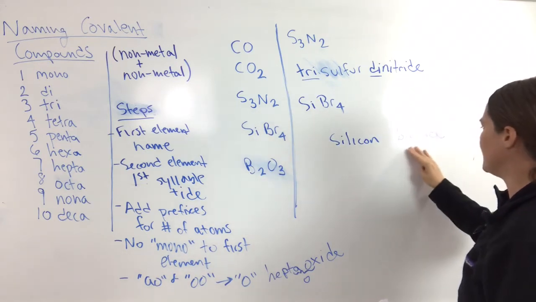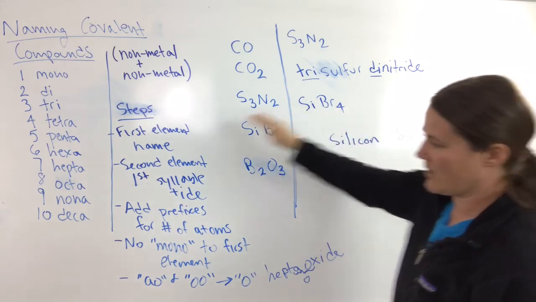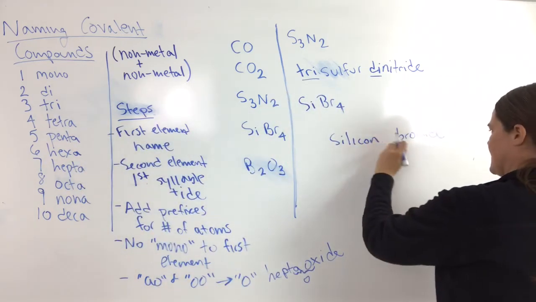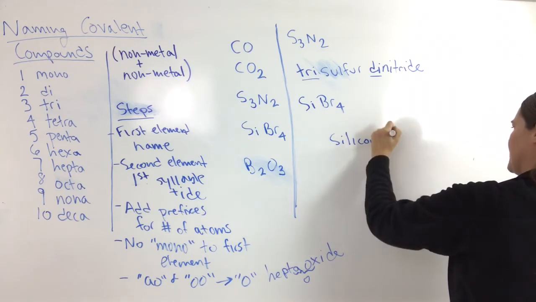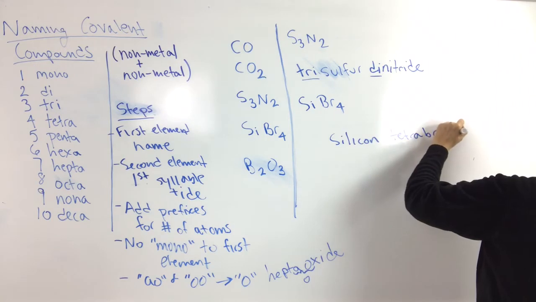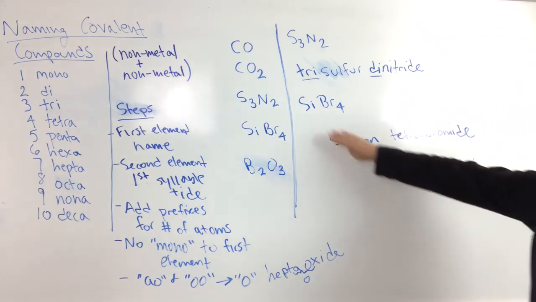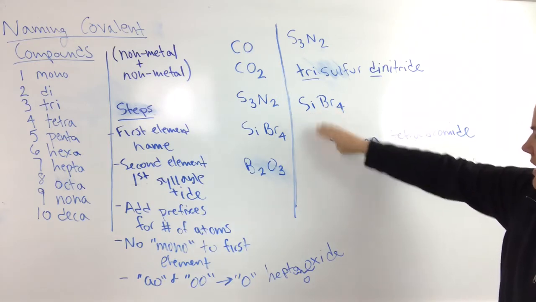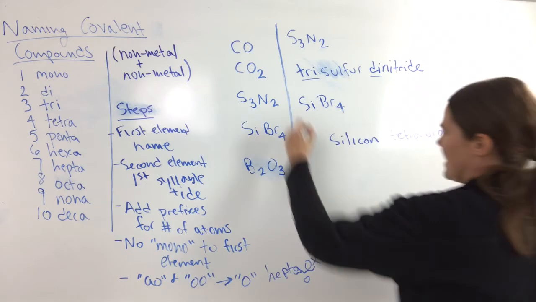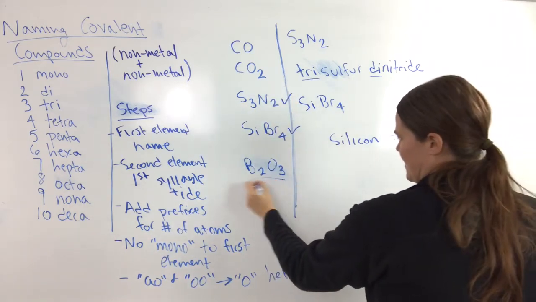And then on the bromide, we have 4 bromines. So if we go to our table, 4 is tetra. So this is silicon, and then we put tetrabromide. So this is the name of this molecule, silicon tetrabromide. So we've done this one and this one. Let's do this one now.